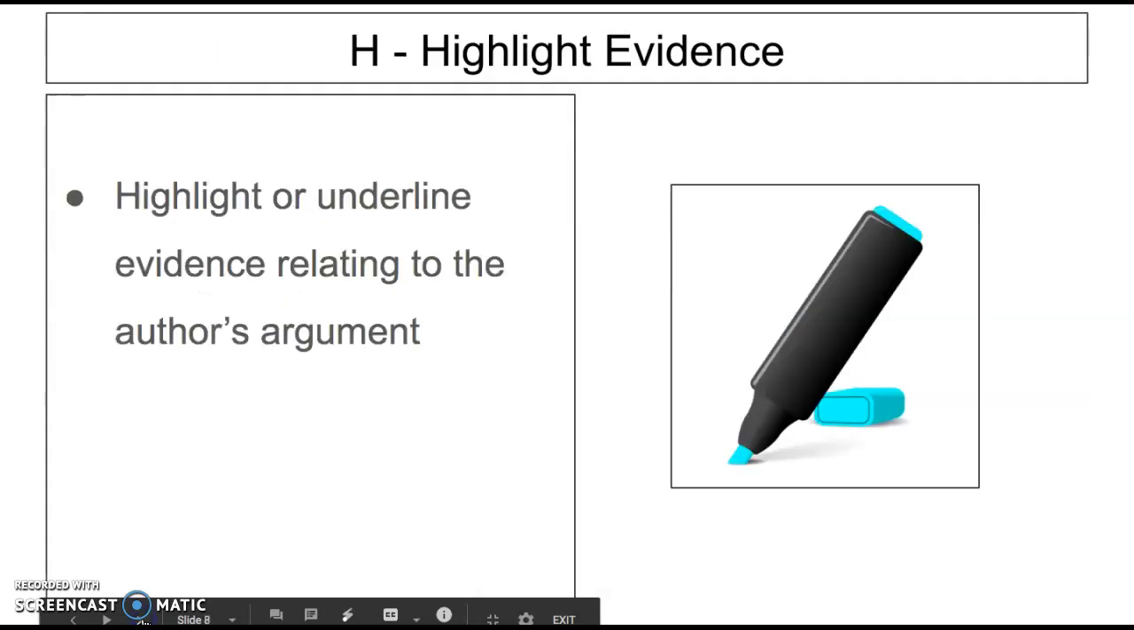H, highlight evidence. So here you're going to do one thing, it's pretty simple. Highlight or underline evidence relating to the author's argument. So not only are you looking at the main idea or argument and tracing it throughout the text, you're seeing exactly what they use to support their argument. And so there you can go ahead and start to analyze whether that evidence is valid or not, or whether there's bias there.